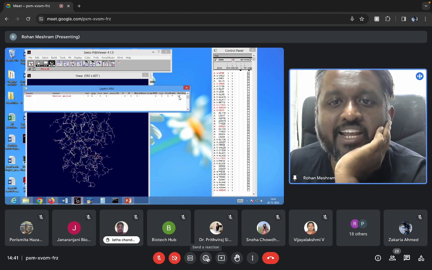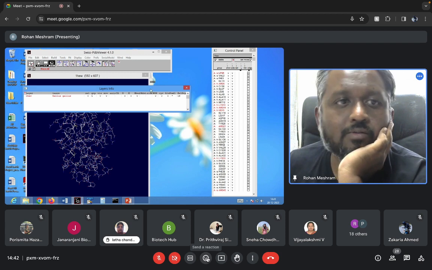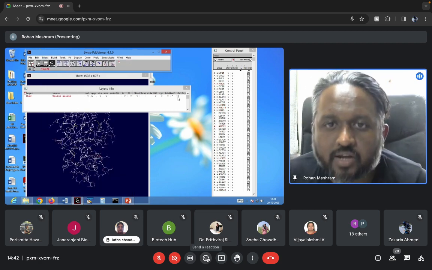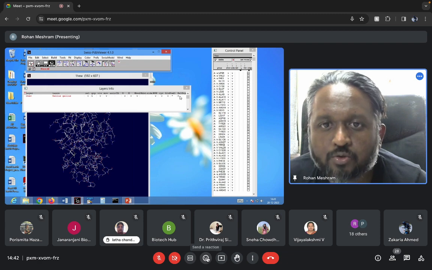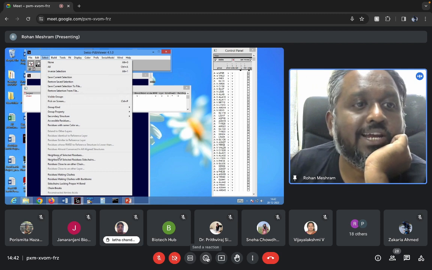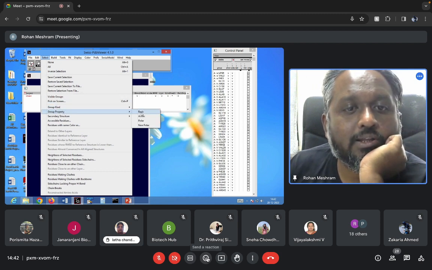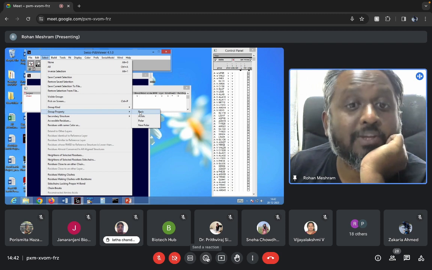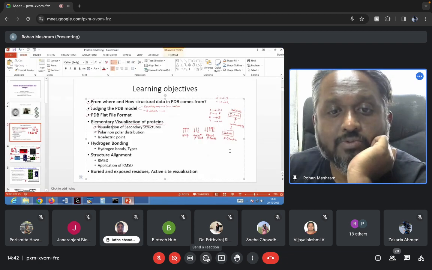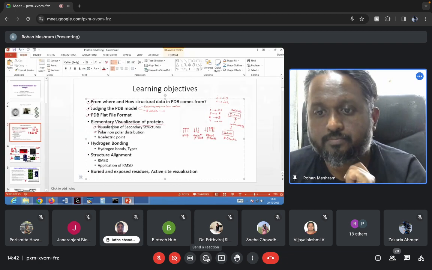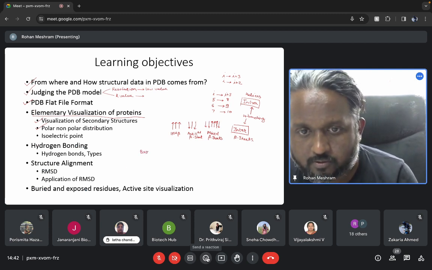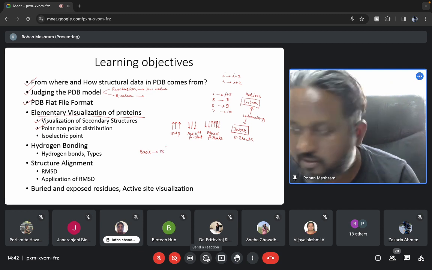Okay, what you see here is 18. What have we done? Okay, I will tell you once more. Select none. So currently we have selected nothing. Right, so now first try to select how many basic amino acid residues are there. Go to select, then group property, and select basic first. Okay, so how many basic are there? There are 18 basic amino acid residues. Let us note it down now. How many basic amino acid residues are there? 18.